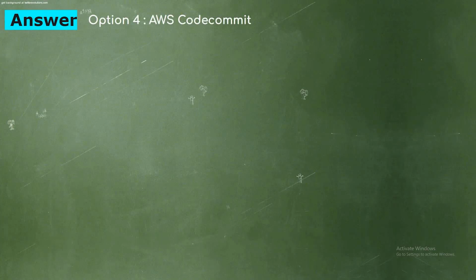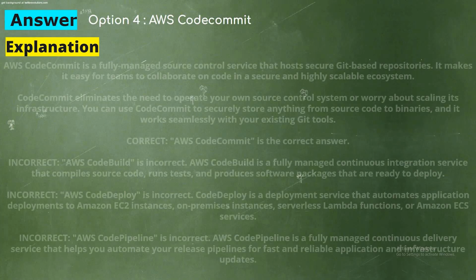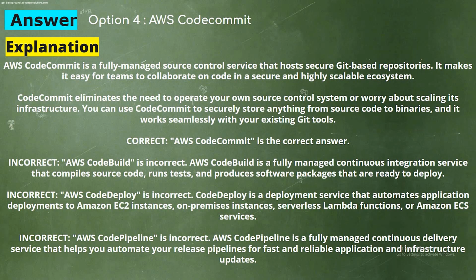AWS CodeCommit. Explanation. AWS CodeCommit is a fully managed source control service that hosts secure Git-based repositories. It makes it easy for teams to collaborate on code in a secure and highly scalable ecosystem. CodeCommit eliminates the need to operate your own source control system or worry about scaling its infrastructure. You can use CodeCommit to securely store anything from source code to binaries, and it works seamlessly with your existing Git tools. Correct. AWS CodeCommit is the correct answer. Incorrect. AWS CodeBuild is incorrect.